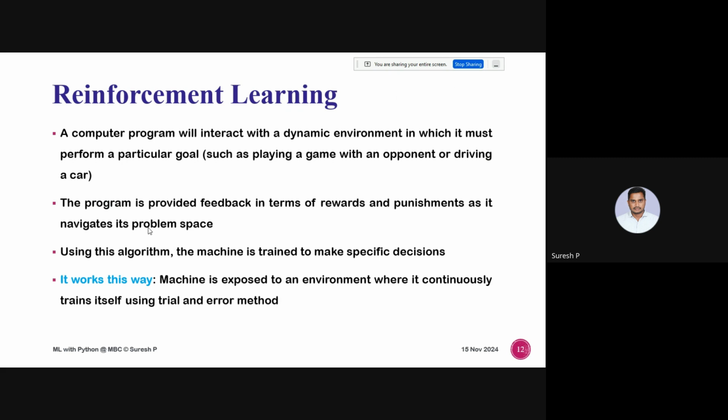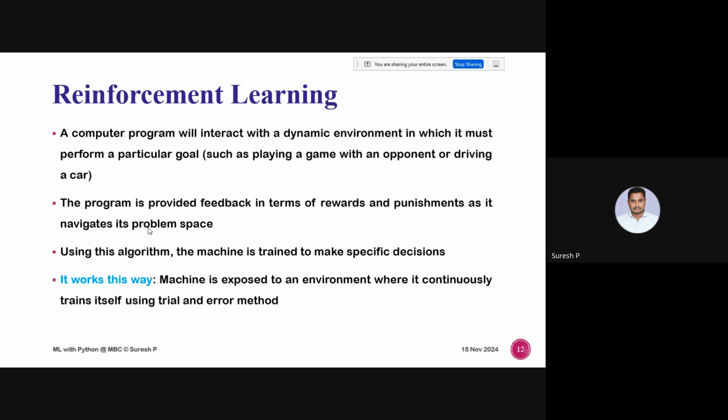The next one is reinforcement learning. Here the program interacts with a dynamic environment, and every action is evaluated by the environment. If the action is good, a reward is given to the agent. If the action is bad, a penalty is given. When a reward is given, the agent knows it has done the correct action and learns from that. When a penalty is given, it knows it has done the wrong action, so when the same situation comes in the next sample, that kind of action should not be taken. In every action, the agent learns something.